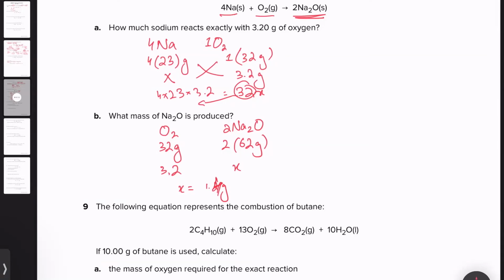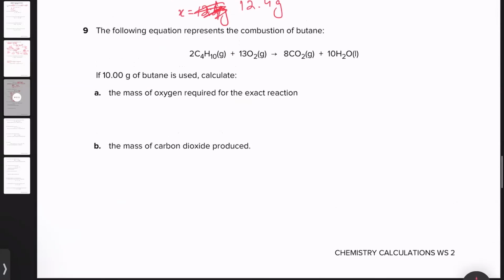So I think X will be 12.4. Can you confirm? Yeah. 12.4. Yep. There you go. Do this question yourself.